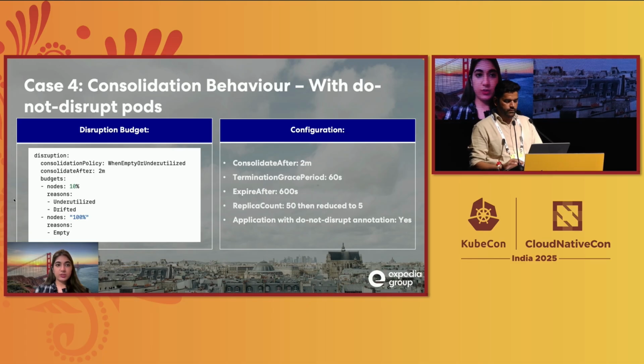Let's move on to our case 4, which is consolidation behavior with do not disrupt pods. So in case 4, we use the same configuration as the previous case to evaluate the consolidation behavior, but this time we made a minor change that we did not scale the application completely to zero. Instead, we started with 50 replicas of the application, each carrying the do not disrupt annotation, but later we scaled it down to only 5 replicas.